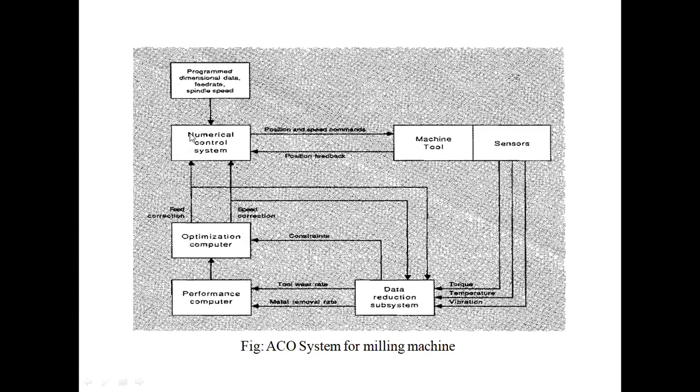So you see, it starts here with the numerical control system, right? Just as we had seen in the turning example, it sends the position and speed commands to the machine tool. When it is being performed, the position feedback is also taken. And these sensors will sense all these things. They will check the torque, temperature, vibration, all these characteristics. And the data reduction subsystem will take those values, right? All those values obtained from the sensors will be taken by this data reduction subsystem.